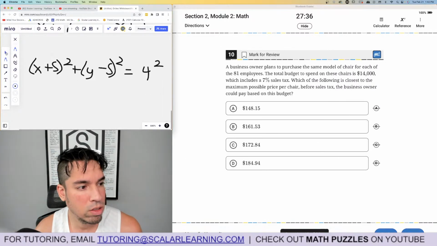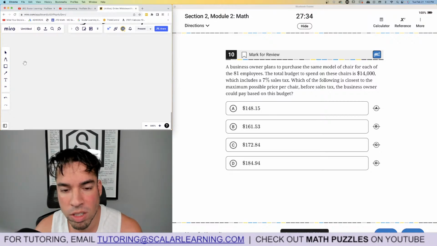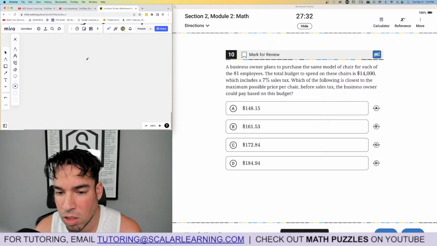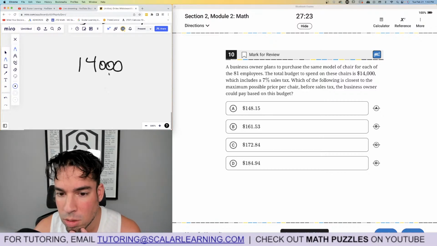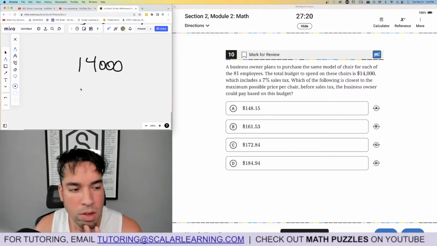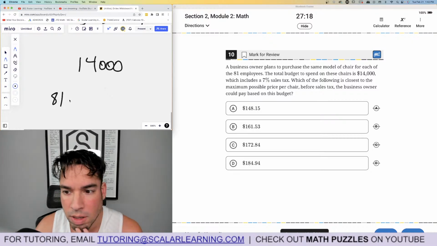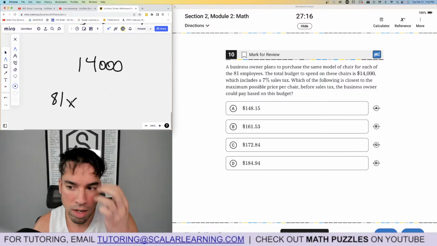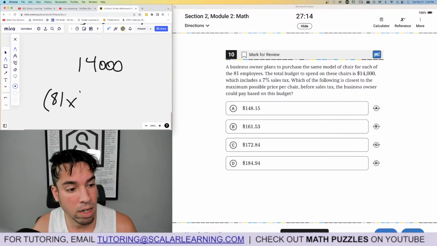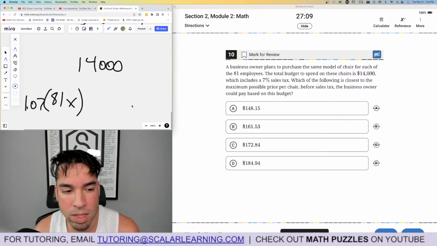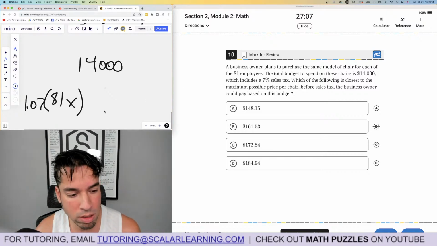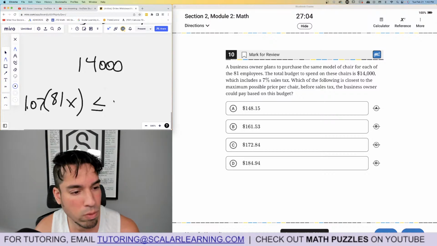The business owner plans to purchase the same model of chair for each of the 81 employees. The total budget spent on these chairs is $14,000, which includes a 7% sales tax. Which of the following is close to the maximum possible price per chair I could pay based on this budget? Okay, so it's 81, and then it's X, and then we also need to add on the sales tax. The wording is a little weird, but I think they mean that, including the sales tax, they have to spend less than or equal to 14,000.